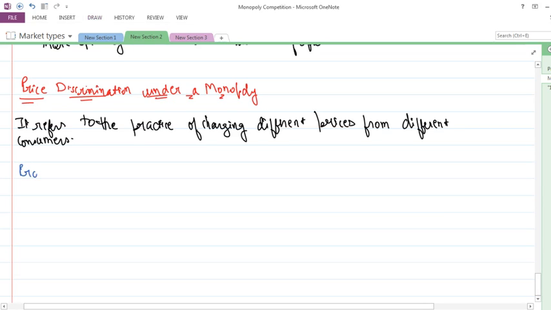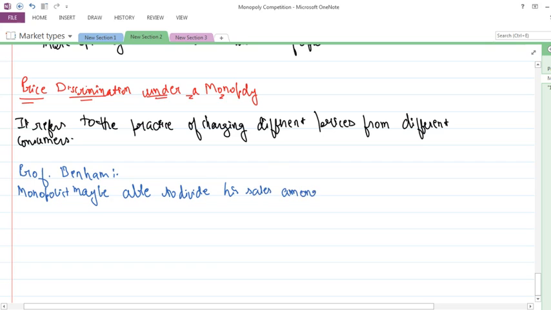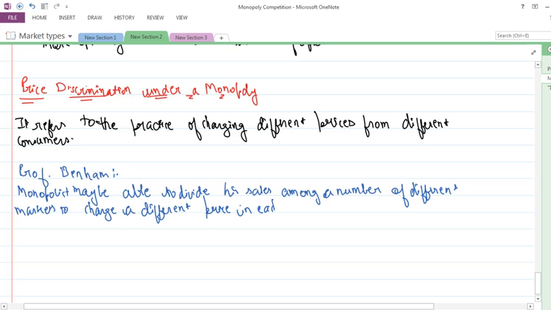So according to Professor Benham, a monopolist may be able to divide his sales among a number of different markets to charge a different price in each market.